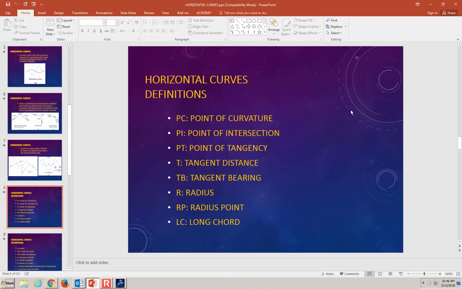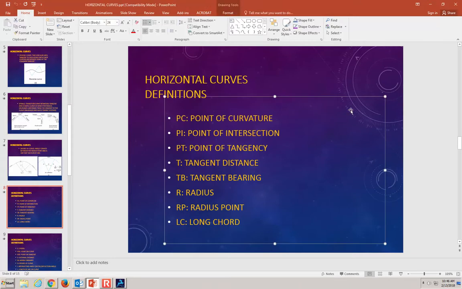So, some definitions. I have a diagram that will show all this in a second. PC means point of curvature. That's where the curve is beginning. The PI is the point of intersection of the two tangents of the curve. The PT is the point of tangency. That's where the curve is ending.